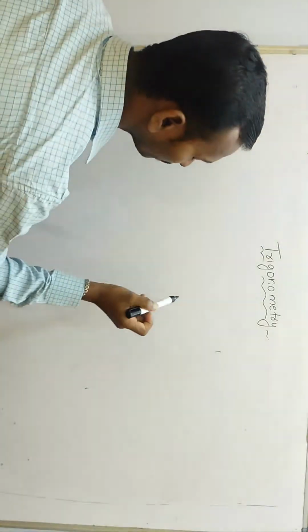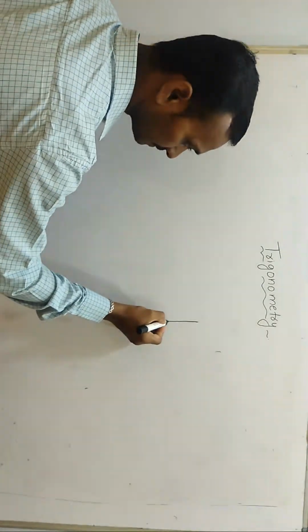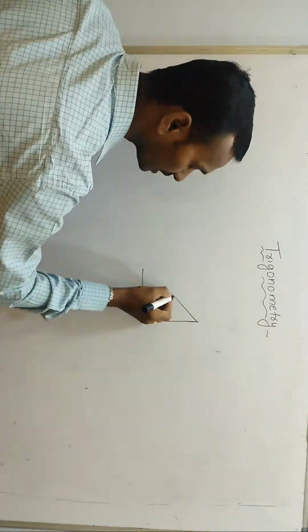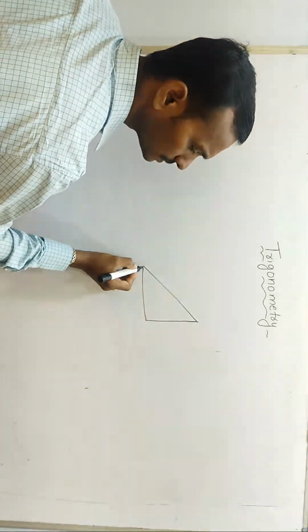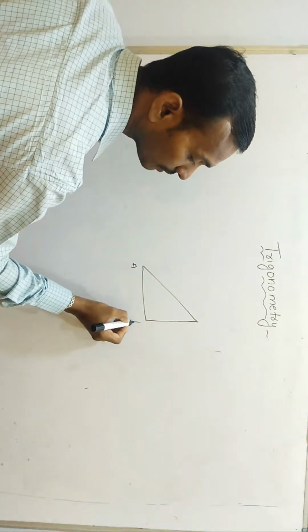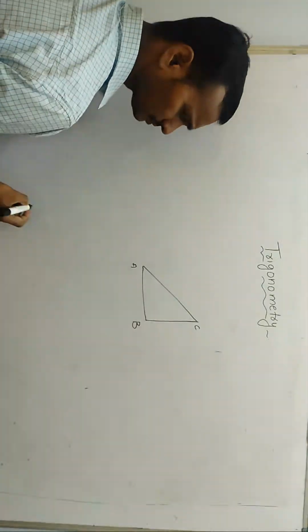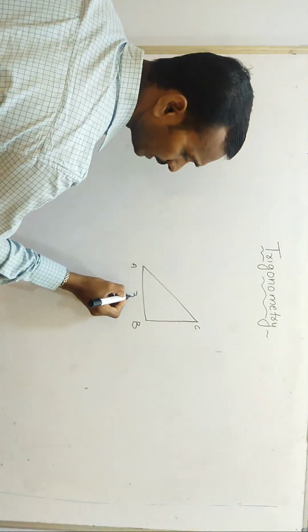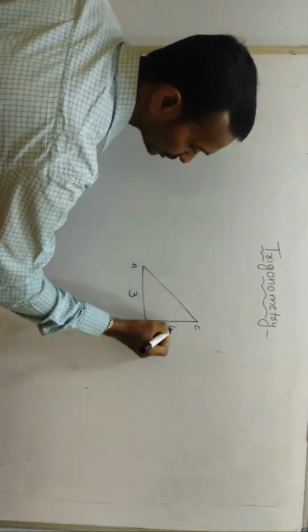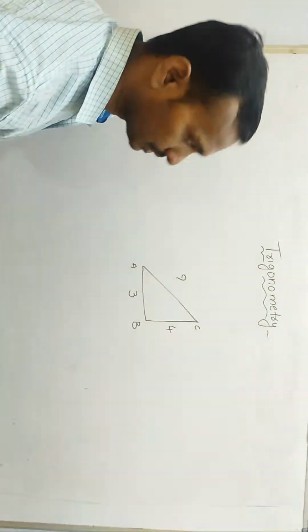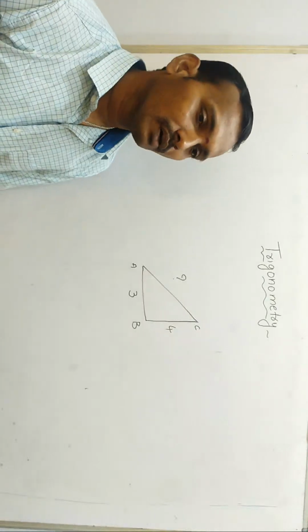So, we know the three sides of a right angle triangle. What are the three sides? One is the hypotenuse, one is the opposite side, one is the adjacent side. For example, this value is 3, this value is 4. They can ask to find the hypotenuse. What is the value of the hypotenuse?